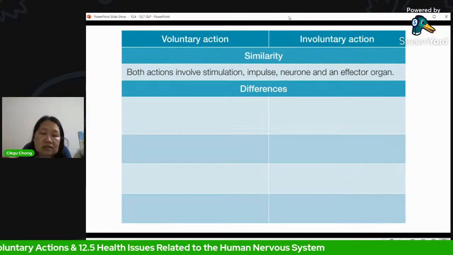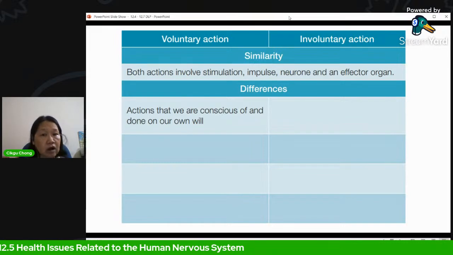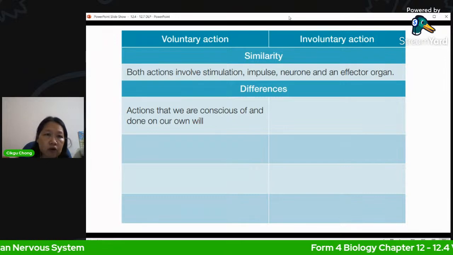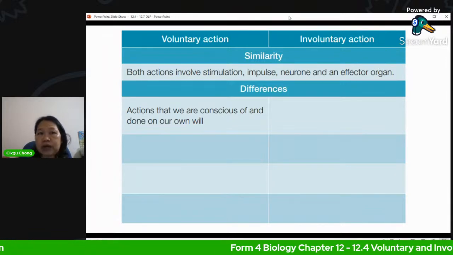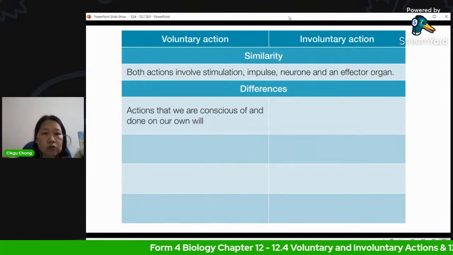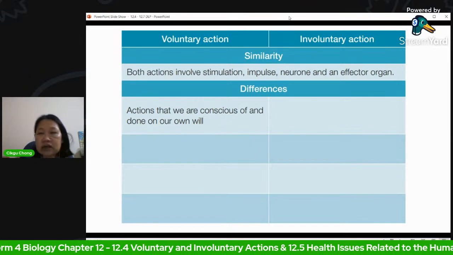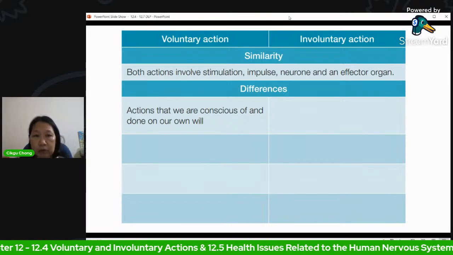Okay, differences. We can compare in terms of, number one, whether we do it with our own will. For voluntary actions, we want to do it, we can control it, and we know. Conscious of means we know it's happening. We talk, we walk, we pick up something, that one we know.